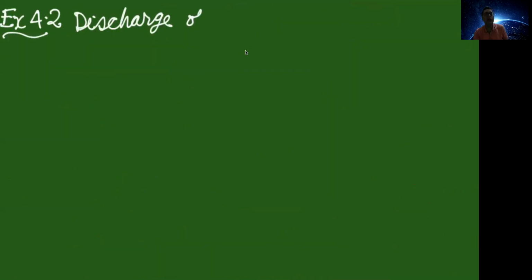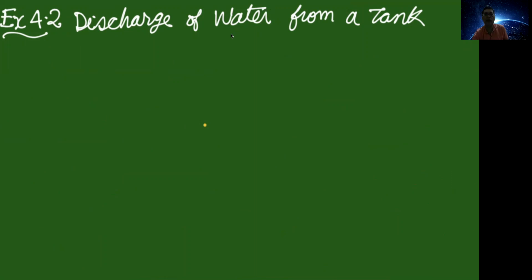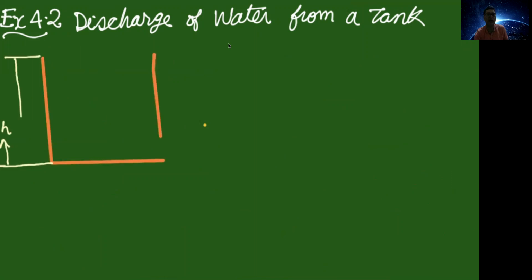Now, this is the second problem. Example problem, this corresponds to topic 2, so that's why this example problem is 4.2. This problem corresponds to discharge of water from a tank. So let us take a tank as shown here. When this tank is completely filled, this is the height which is shown, which is called the initial height. So the initial condition is the tank is completely filled with water.